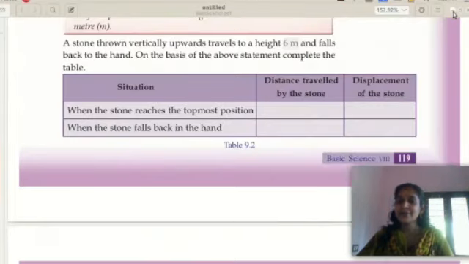So, our discussion of distance and displacement ends now. Okay, thank you.